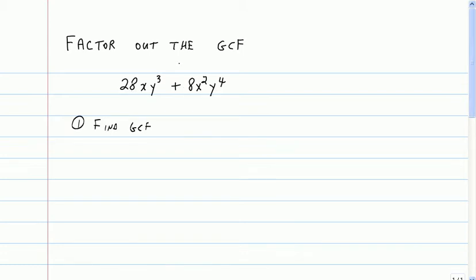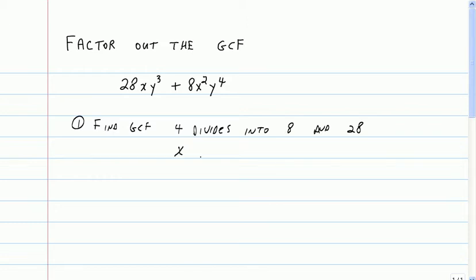We can see that 4 will divide into the 8 and also into 28. So 4 in fact is the largest factor that will divide into both. Then we'll look at the x.